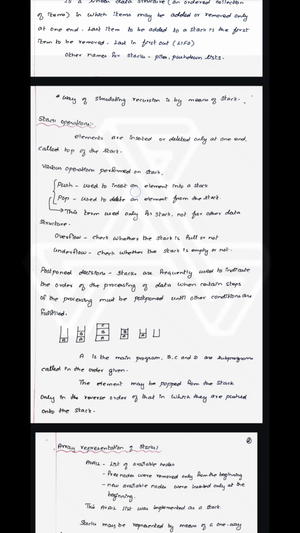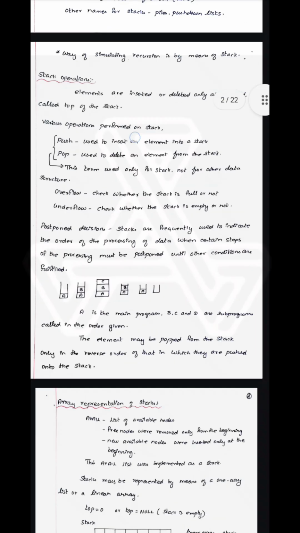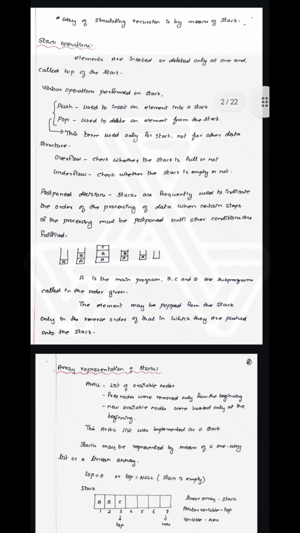Postpone decisions: stacks are frequently used to indicate the order of the processing of data when certain steps of the processing must be postponed until other conditions are fulfilled. A is the main program, and B, C, and D are the subprograms called in the order given. The elements may be popped from the stack only in the reverse order of that in which they were pushed onto the stack.